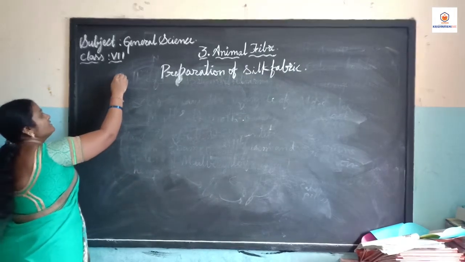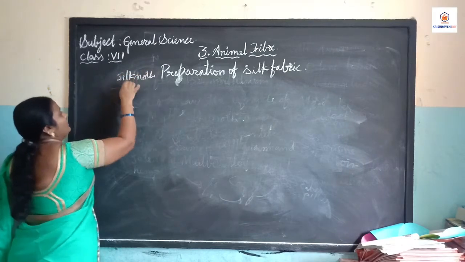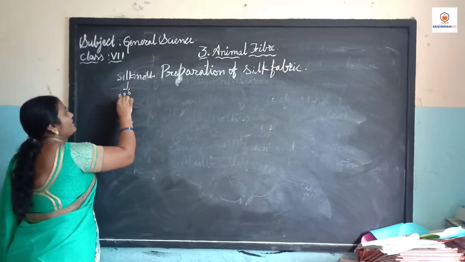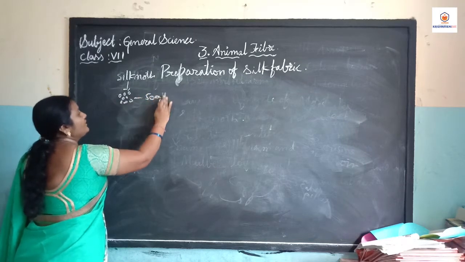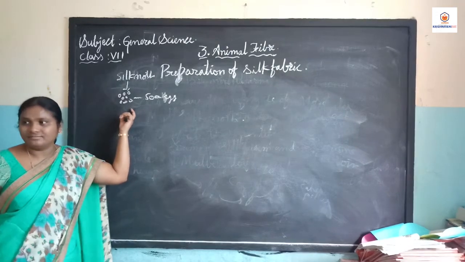First, the silkworm lays eggs. How many eggs? Almost 500 eggs they are laying at a time. So after these eggs, the female silkworm goes to die.